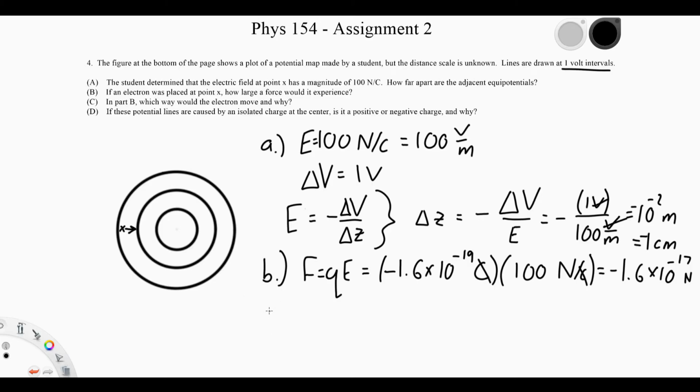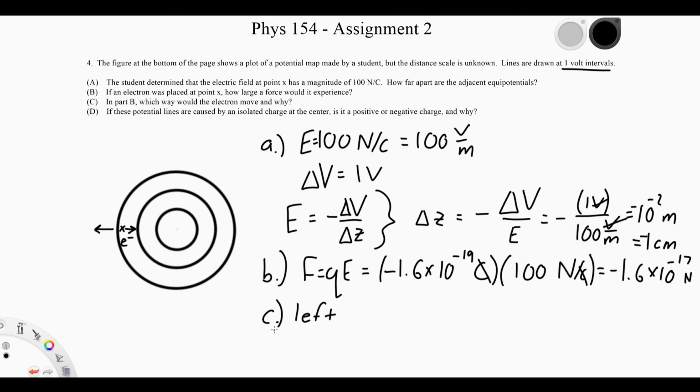Okay, moving on to part C. In part B, which way would the electron move and why? So, if the electric field is pointing to the right, as indicated by our arrow, that means an electron placed at X is going to move in the opposite direction. It's going to accelerate in the opposite direction that the electric field is pointing, which means our electron placed at X will move to the left.